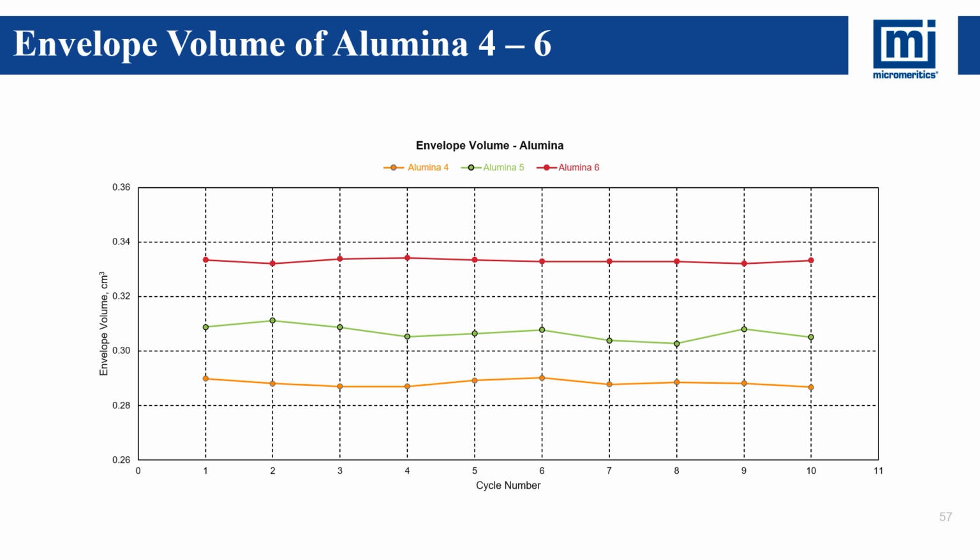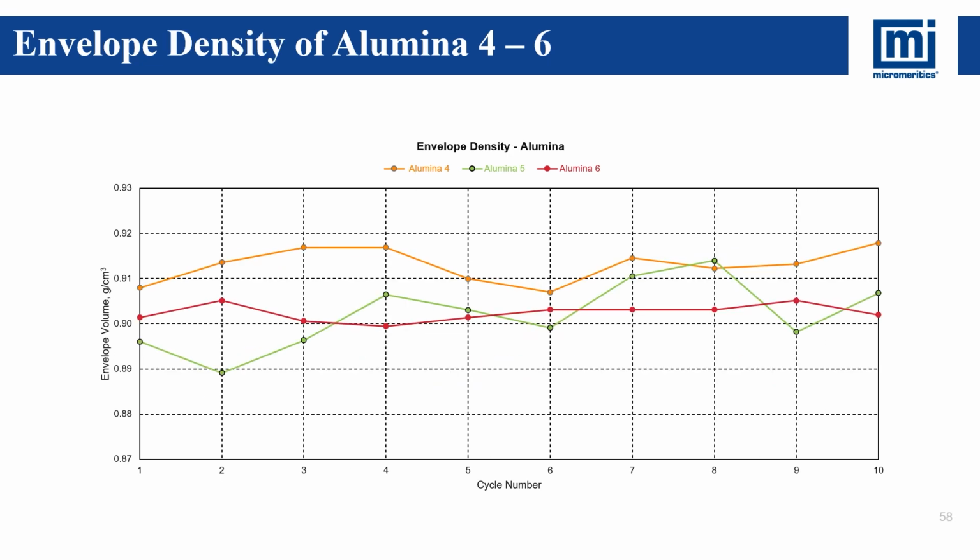Now, once we look at the envelope density, where the mass under test is divided by the envelope volume determined, we see much closer agreement between the 3 samples. As a matter of fact, the slight variability between tests pretty much overlaps on these. So we have values from about 0.89 to just over 0.91 grams per cubic centimeter for the envelope density.